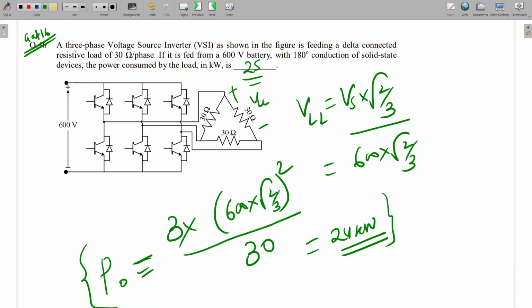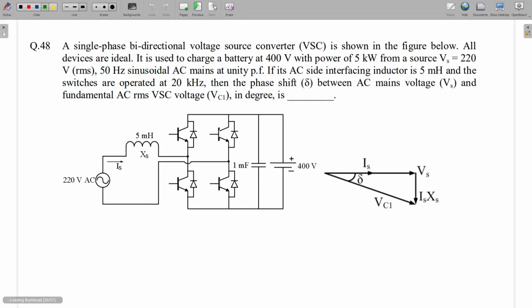Yes, sir. One second. One more question I took. See, this one is not an inverter question. They have just given a diagram, but it is basically a power flow question. The diagram is given just for confusing.